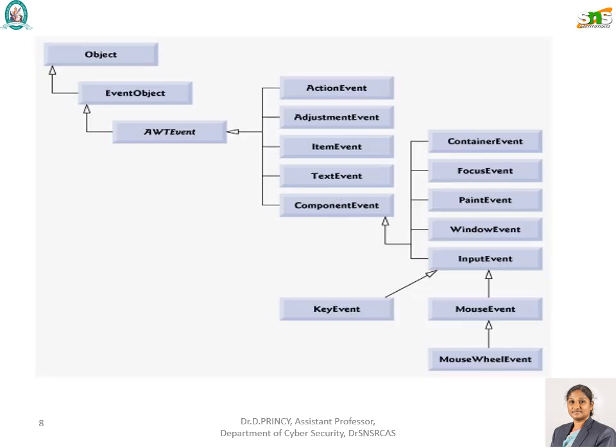So this is the hierarchy of the event handling classes. Object is the root class, EventObject is a subclass, AWTEvent is a subclass. From the AWTEvent, we have ActionEvent, AdjustmentEvent, ItemEvent, TextEvent, ComponentEvent. In ComponentEvent, we have ContainerEvent, FocusEvent, PaintEvent, WindowEvent, InputEvent. So InputEvent is related to the KeyEvent and MouseEvent, and MouseEvent has the MouseWheelEvent also.